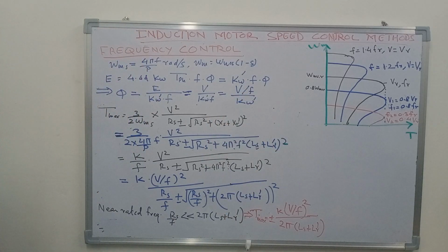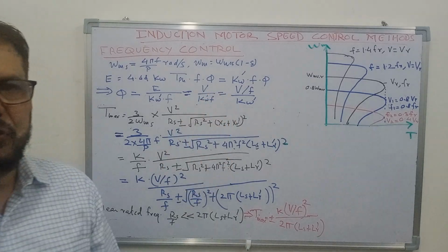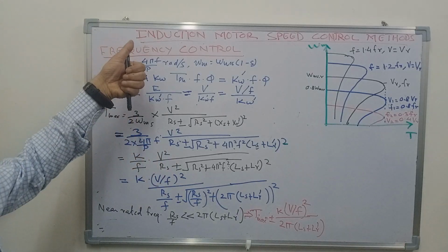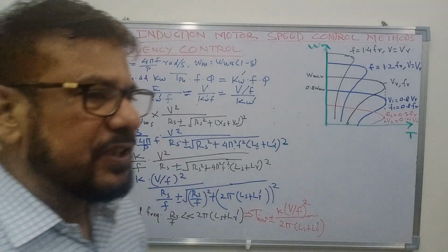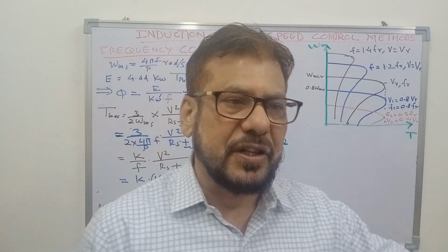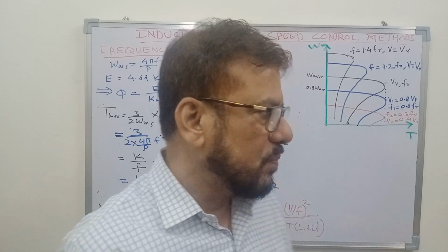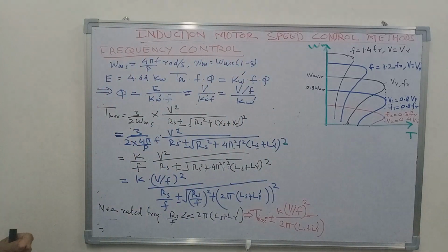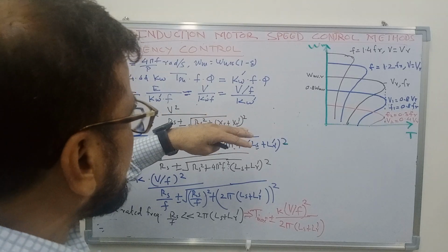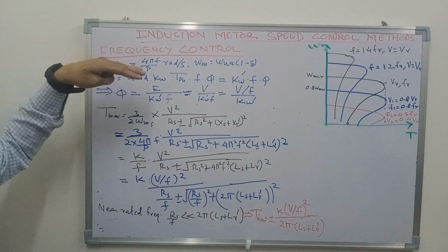So this means that when we reduce the frequency to reduce the speed of the motor, the flux of the motor will increase. At rated frequency, the flux is rated flux, and that is near the saturation point. We cannot increase flux anymore. It will lead to saturation in the core of the motor. So this means that you cannot reduce the frequency, otherwise it will increase the motor flux.